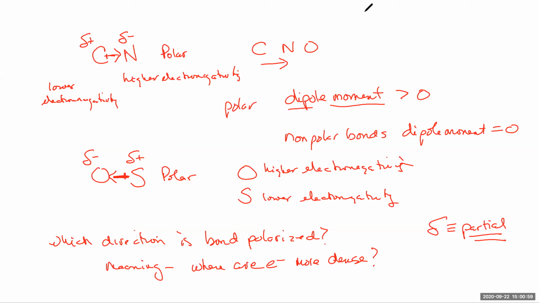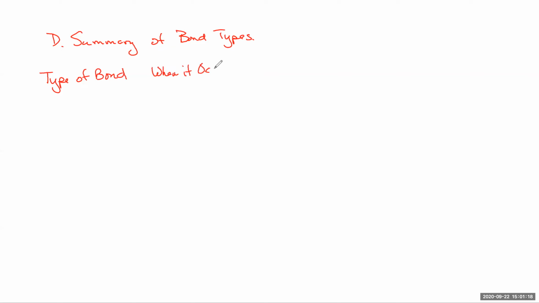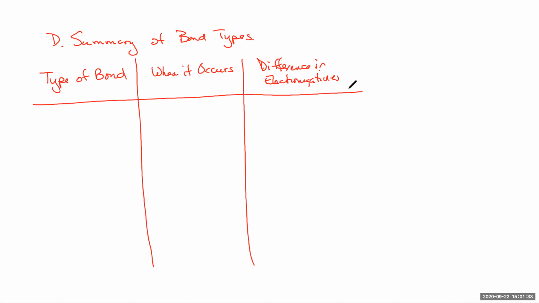So what I want to do in terms of all of this is give you an overall summary of bond types. And so we're going to say type of bond, when it occurs, the difference in electronegativities. I'm going to make a little grid.